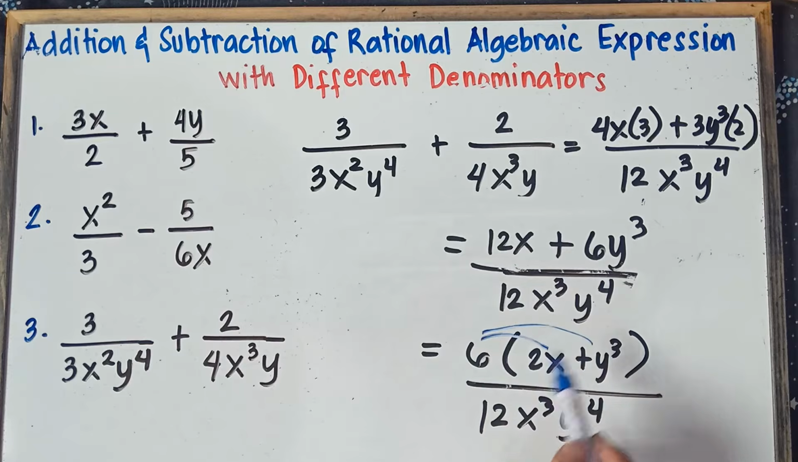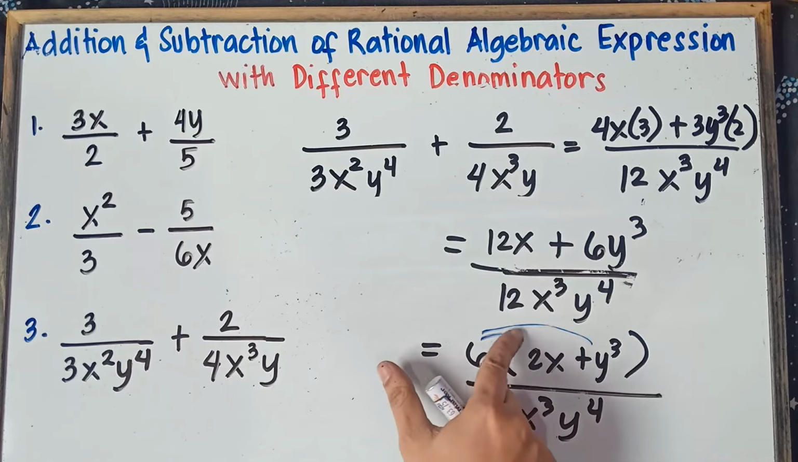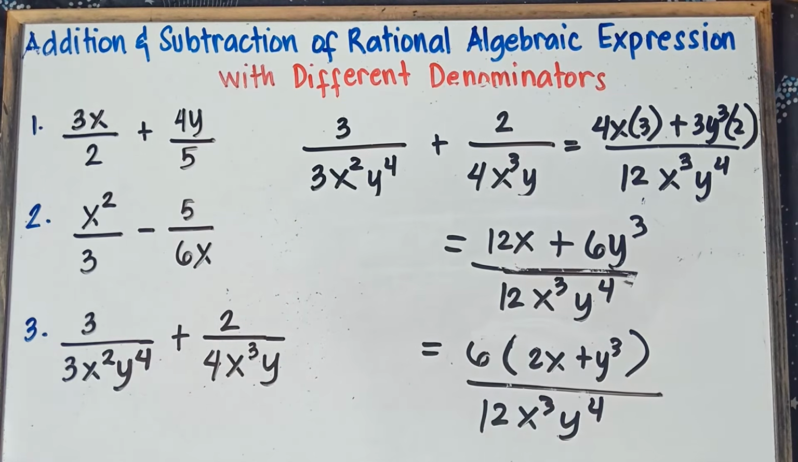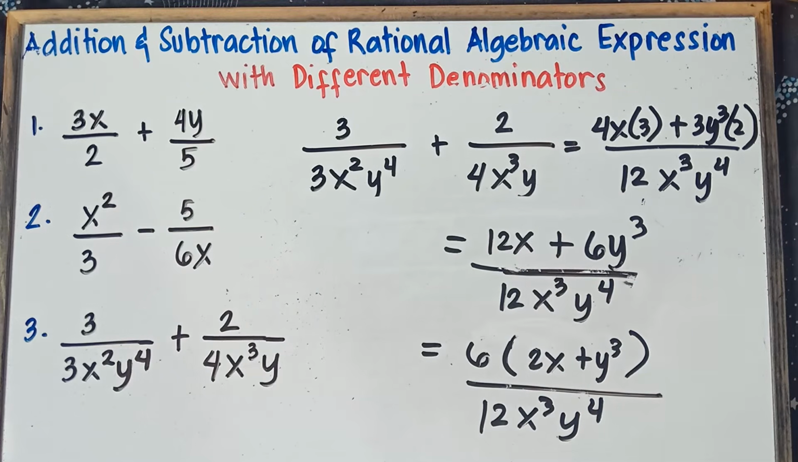And then 6 times y cubed, can we get 6y cubed? Yup, we can get 6y cubed. So therefore, you factored it out correctly. Alright, now question, is this our final answer? Nope, this is not yet our final answer. Why is that, sir? Because we can reduce 6 and 12.